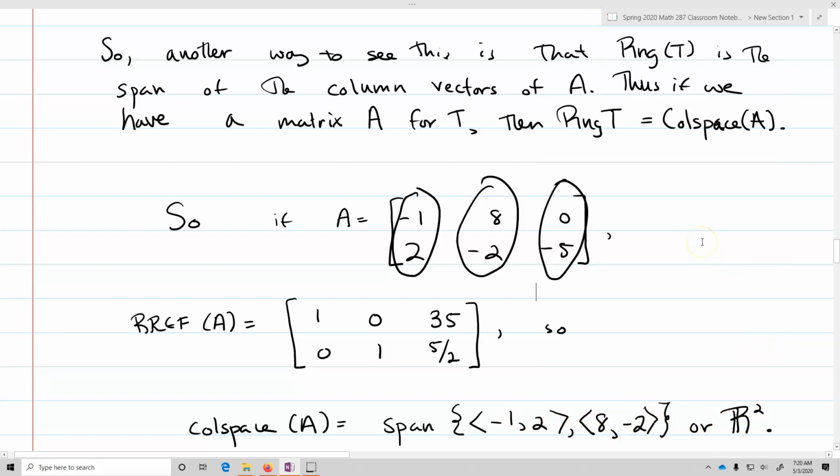So essentially, what the range is from a theoretical standpoint is the set of all output vectors that we can get from a linear transformation. And if we have a matrix that represents that linear transformation, that's going to be just the column space. It's just going to be all the linear combinations of the column vectors of A.